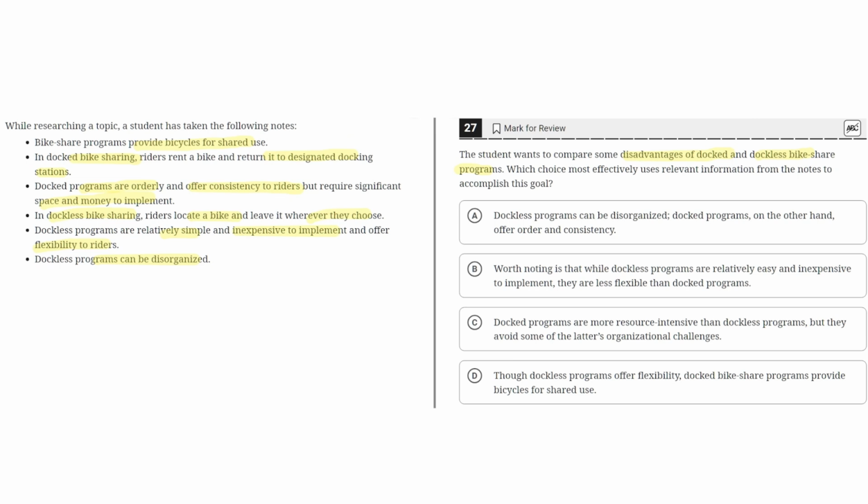So, option choice A says, dockless programs can be disorganized. Docked programs, on the other hand, offer order and consistency. This is incorrect because the student wants to compare some disadvantages of both the docked and the dockless bike share programs. Option choice A mentions a disadvantage of dockless programs, but mentions an advantage of docked programs. So because it doesn't highlight disadvantages of both, A can be eliminated.